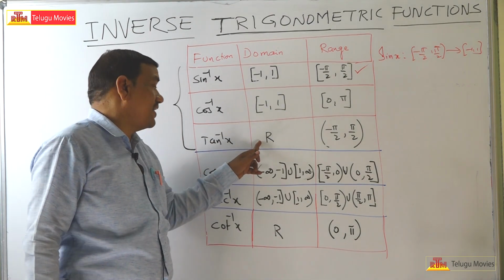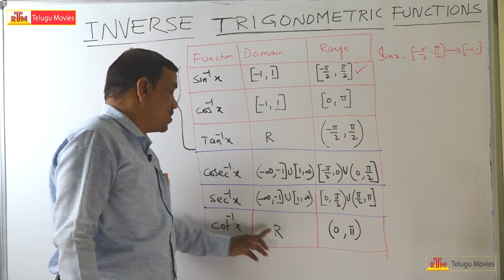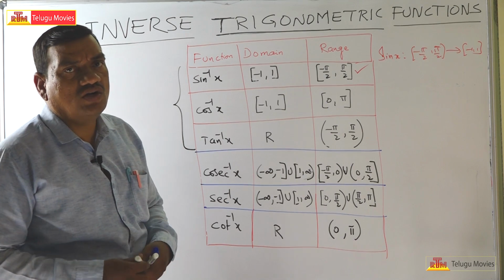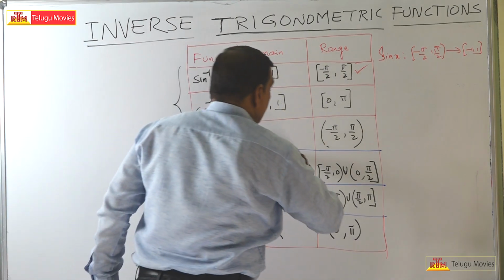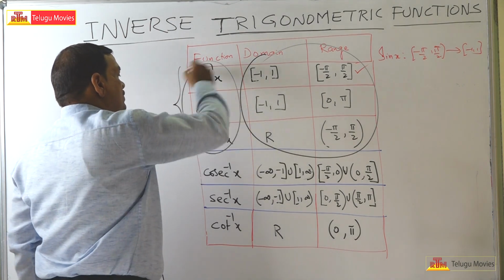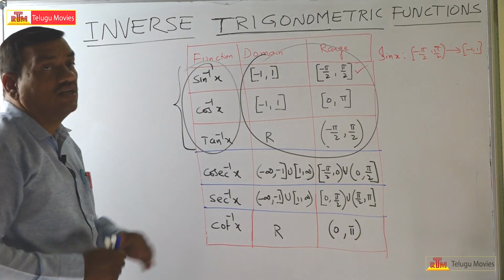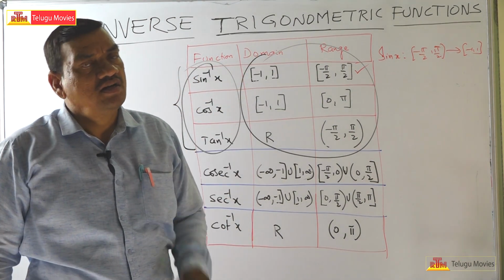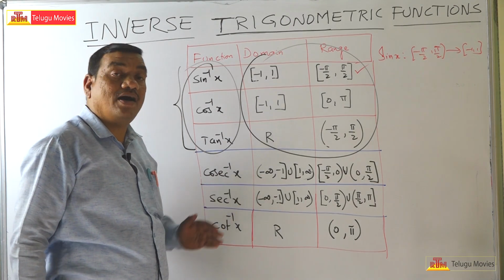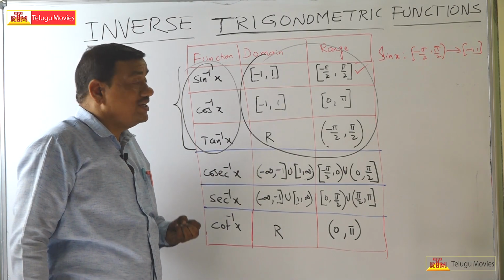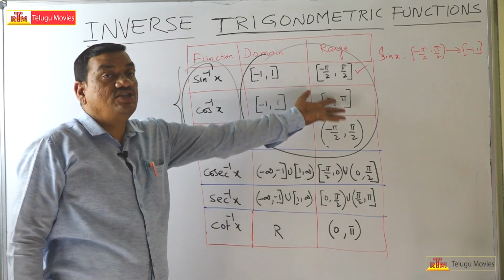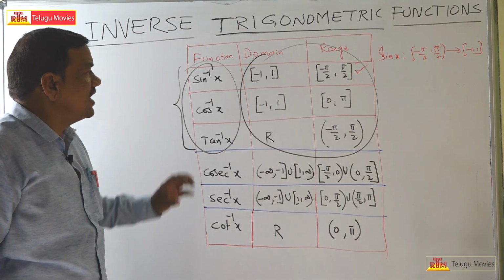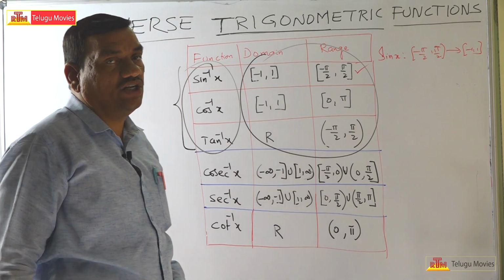For tan inverse of x the domain is R. For cot inverse of x the domain is also R. So this is a very, very important table. The first thing you have to remember is these three: sin inverse of x, cos inverse of x, tan inverse of x. You should learn their domains and ranges. If you learn that, the remaining ones you can easily understand by seeing the domains and ranges of these main inverse trigonometric functions. I hope you understand the domain and ranges of inverse trigonometric functions.